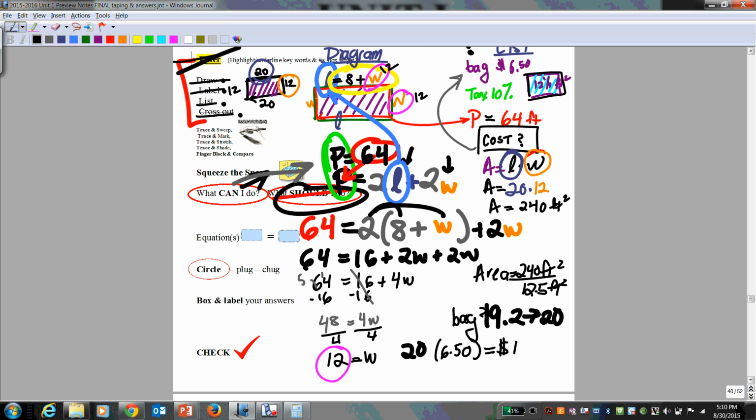But wait, there's more, because there's this lovely thing called tax. Tax is 10%, so 10% of 130 is simply, you move the decimal over once, it's $13. So final cost, bring down the 3.